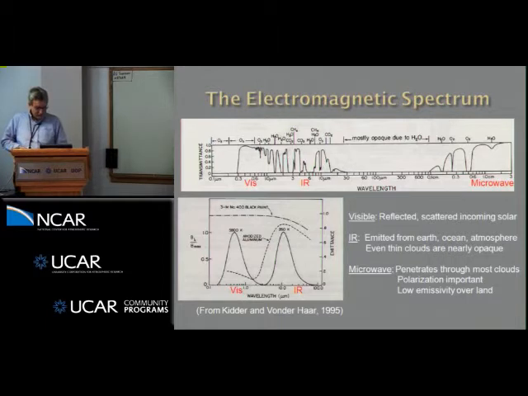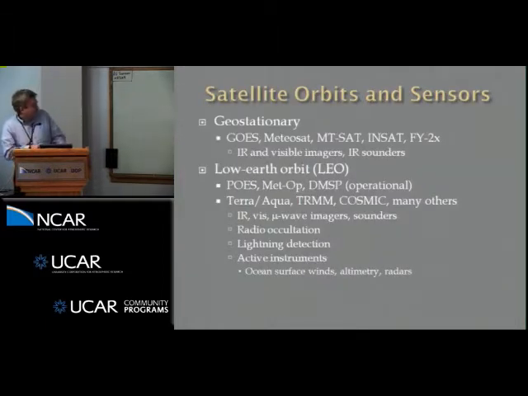Okay. Most people are familiar with the two types of orbits. Geostationary, and these are basically all meteorological satellites covering the Earth: there's the U.S. GOES, the European EUMETSAT Meteosat, the Japanese satellite, the Indian, and the Chinese FY-2 series. For the low Earth orbit satellites, there are operational systems maintained by the U.S., the POES, the European MetOp, and the DOD DMSP satellites. And then there's lots and lots of experimental missions that are out there as well.